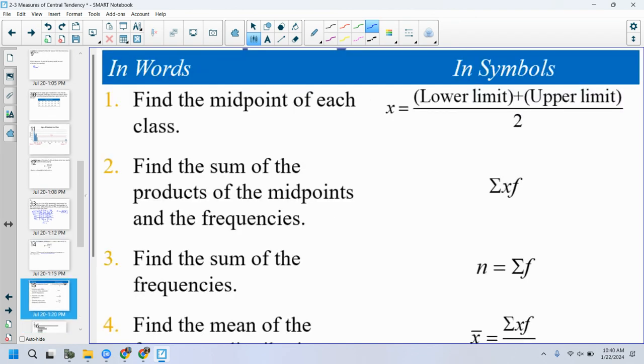So how do you find midpoint? Don't forget to find the midpoint of the class. You take lower limit and upper limit divided by 2. That's pretty easy. Some of the XFs, we know what that means. Let's just do an example.